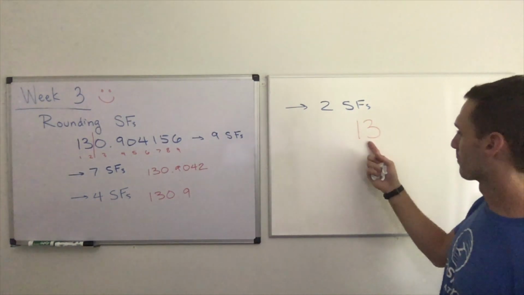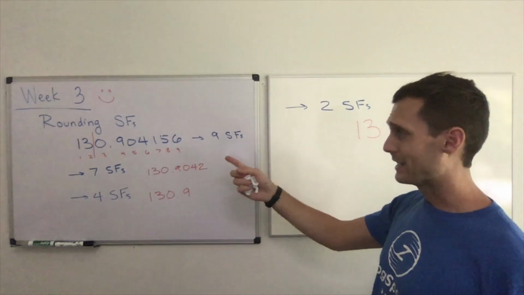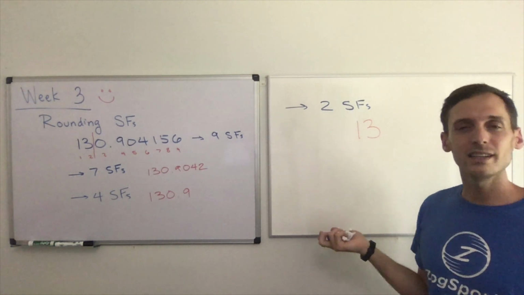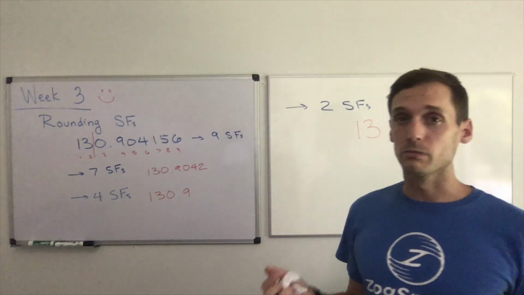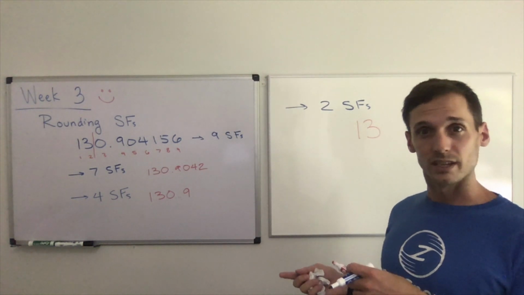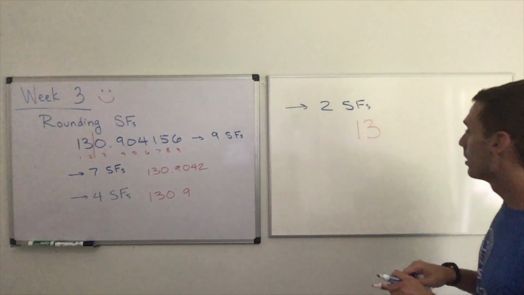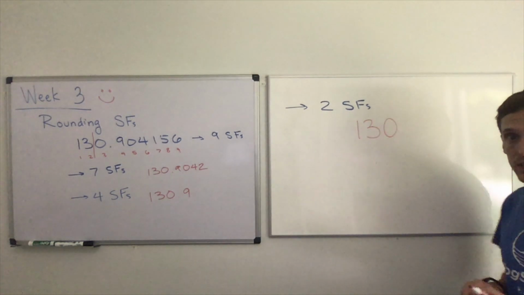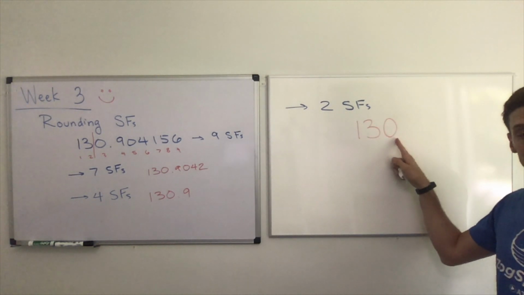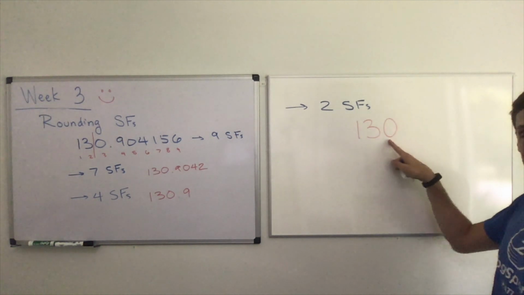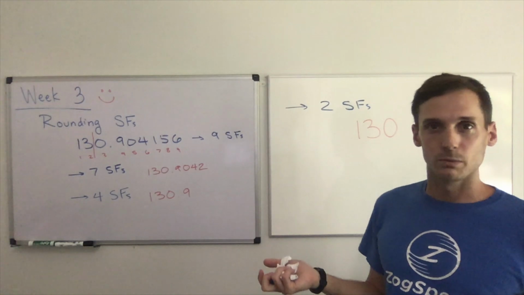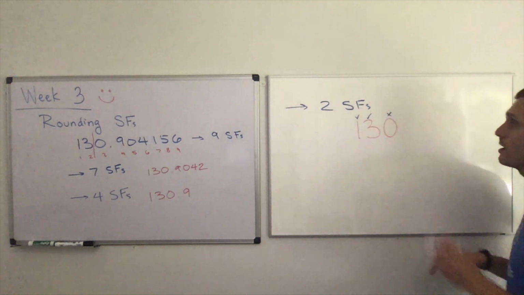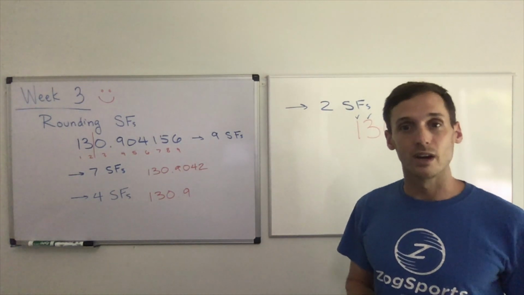But do you see how if you round 130.904156 to 13, it doesn't really make sense, right? You're completely changing the number when all we really want to do is round it to the correct number of sig figs. So instead of 13, all you need to do, because it is 130, we're going to keep it 130, but not put a decimal at the end, right? Because that would make the 0 significant. If there's not a decimal point, it's not significant. So that's 2 sig figs. Yes, yes, no. But it doesn't change the value of the number.